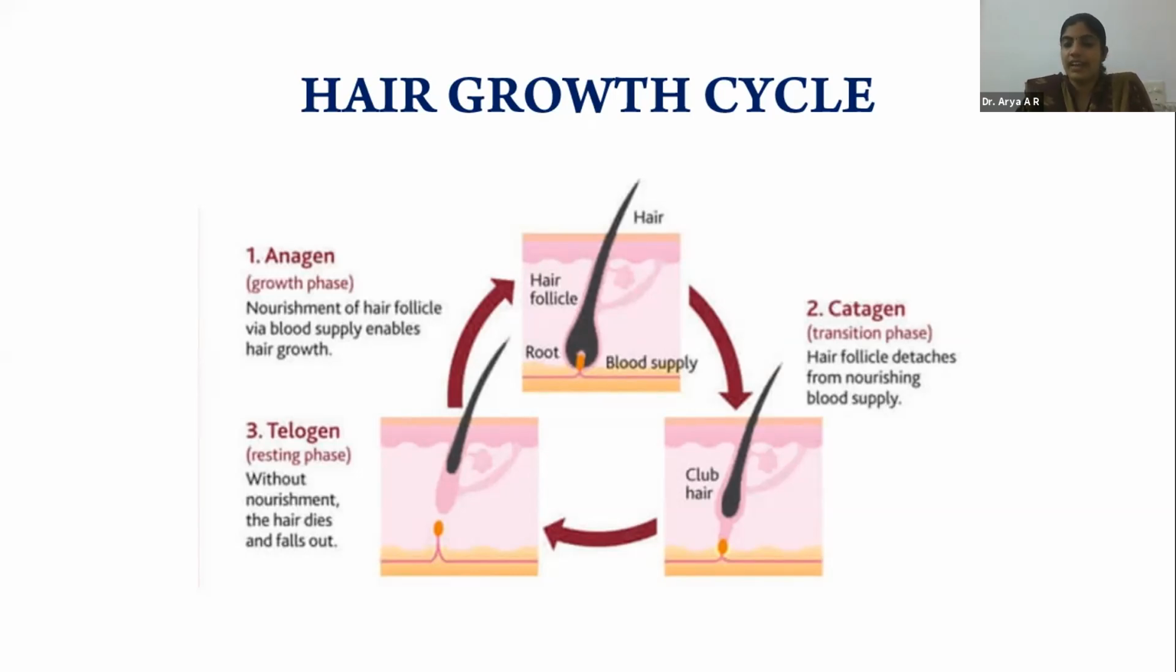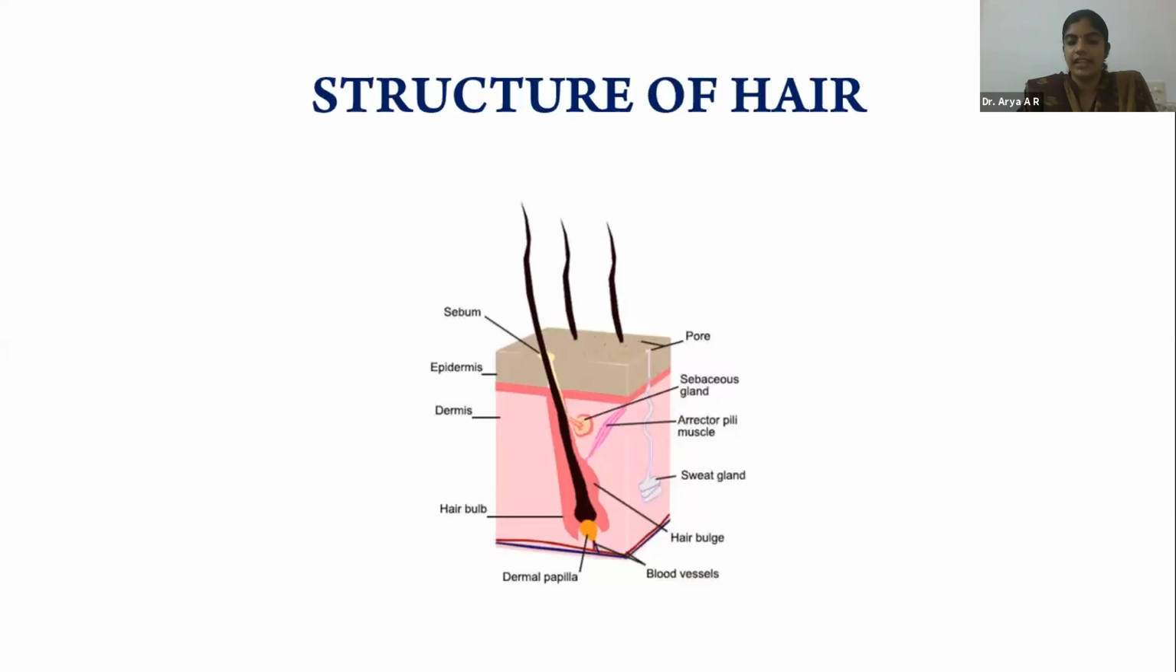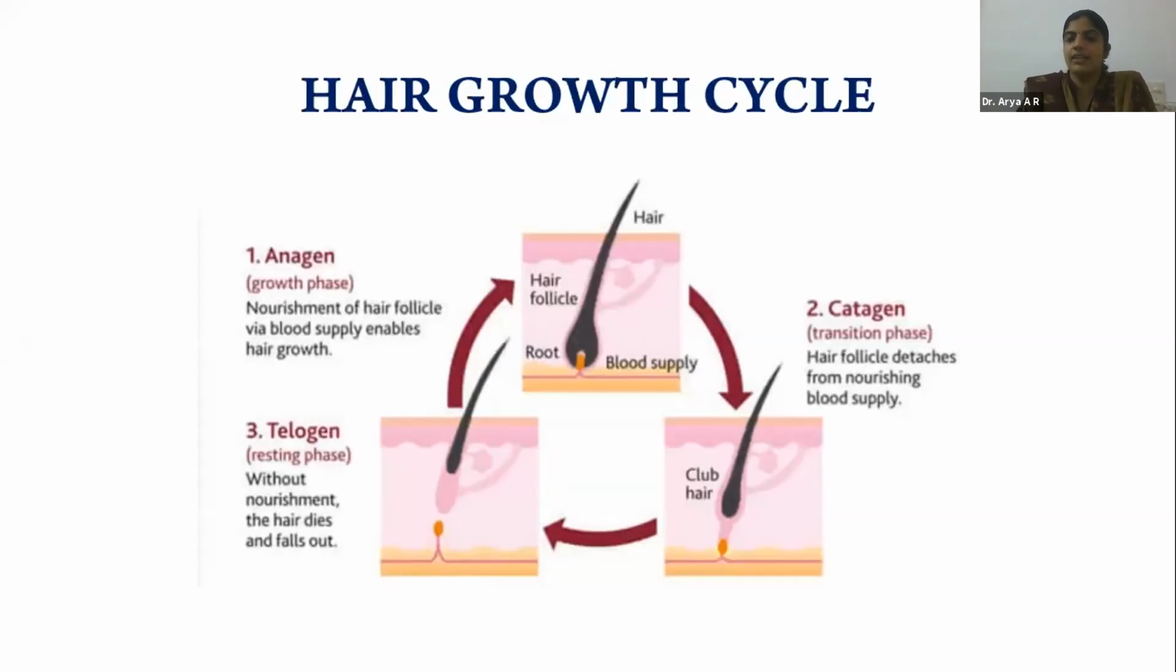And the second one is the catagen phase, that is a transition phase. In that phase, the hair follicle slowly detaches from its nourishing blood supply. You can see in that picture, the bulb from the earlier picture, you could see the hair bulb, and we have blood vessels and papillae. The hair bulb slowly detaches from this blood vessel. It is a transition phase, and slowly it gets to the next stage, that is called telogen.